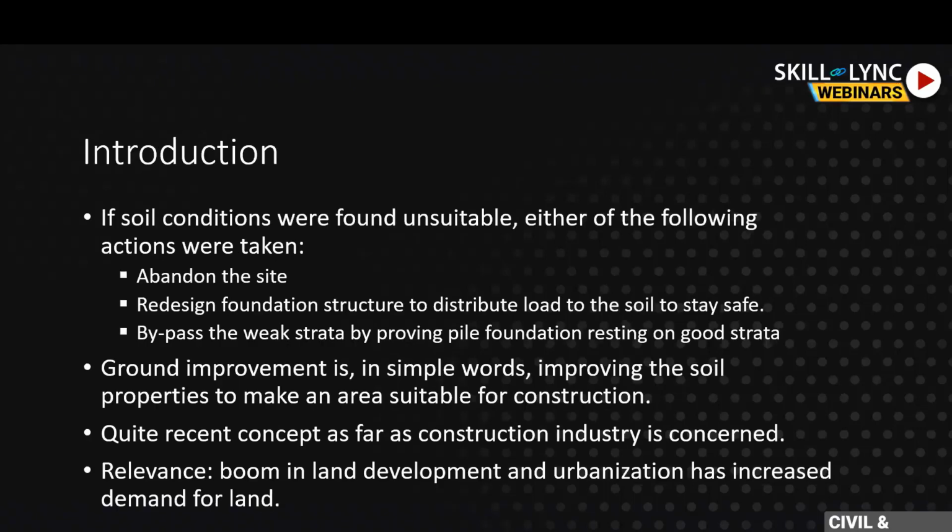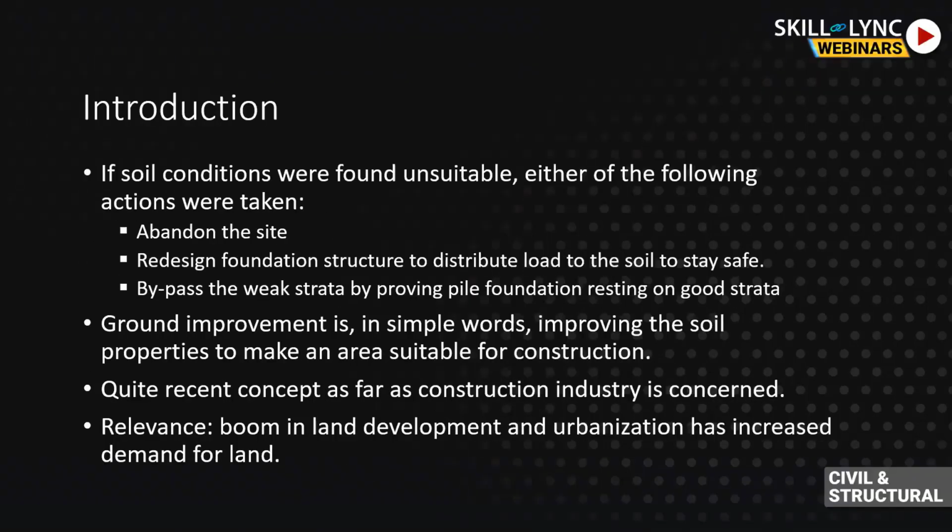Now onto the introduction. If we look into construction maybe over half a century ago, if the soil investigations conducted on a site proved that the land was unsuitable for the structure that was intended for the site, then there were three options that the engineers could follow. They could either abandon the site because free land was plentiful, more than half a century ago. So they could easily abandon the site and choose a more suitable or better site.